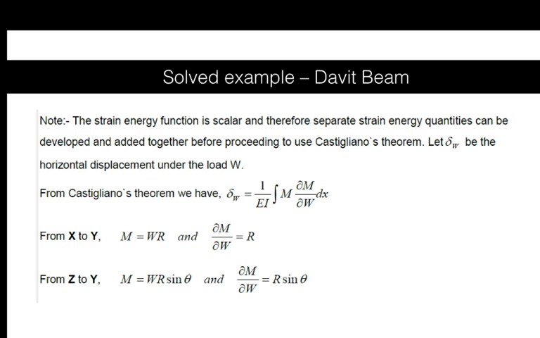From X to Y, M equals WR and dM divided by dW equals R. From Y to Z, M equals WR sine theta, which is the moment which acts from Y to Z, and dM divided by dW is R sine theta. So the moment from X to Y is a constant moment, W into R, and from Y to Z it is W into R sine theta, because the moment varies along the curved beam.